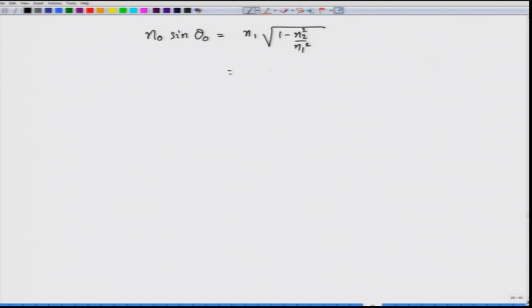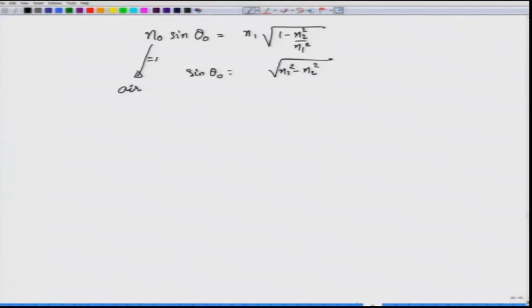So, I can rewrite this one. I will have the square root of N1 square minus N2 square, and then N1 comes out and cancels off with this N1. Usually the outside medium we take to be air, so that N0 is equal to 1, because the outside medium, as I told you, is air. So, what I have is a relationship which governs the angle of incidence to the optical fiber end face, or the input of the optical fiber.